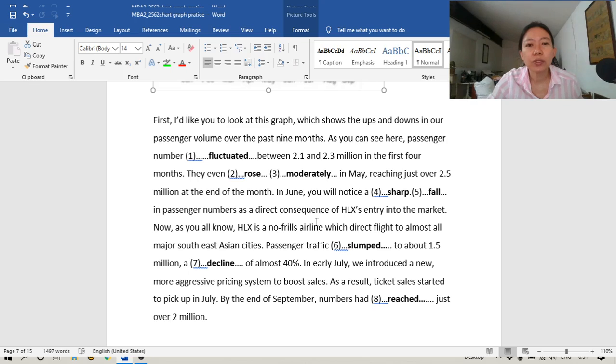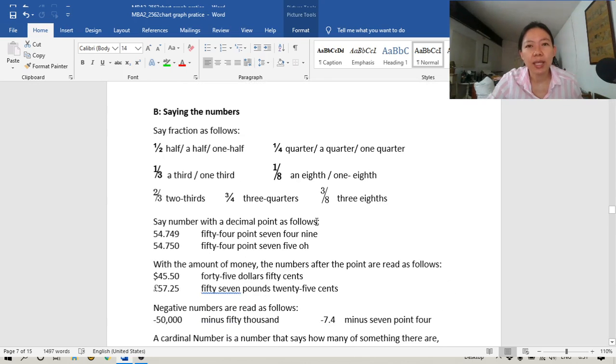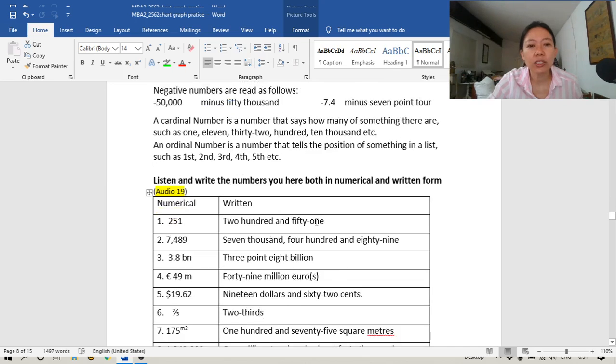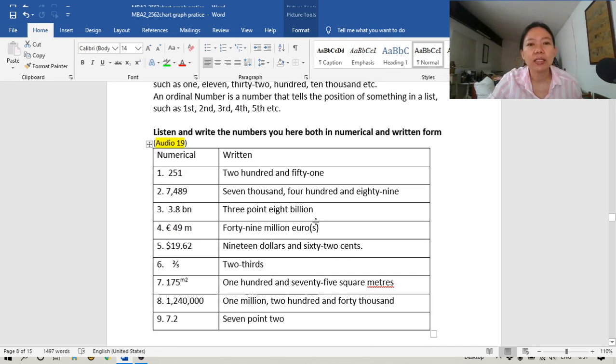Next, we are going to move on to saying the numbers. So in this exercise, I have asked you to listen again and then write down the number that you hear, both in the numerical and written form. So the first number is 251. Next is 7,489. For number 3, it's 3.8 billion. And next, number 4, we have 49 million euros.